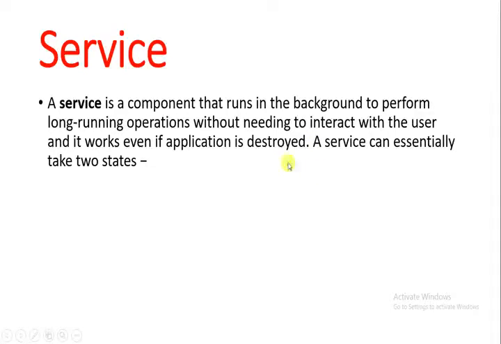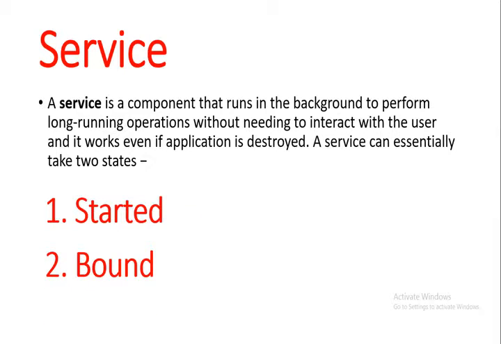Number 1 is started. A service is started when an application component, such as an activity, starts it by calling the startService method. Once started, a service can run in the background indefinitely, even if the component that started it is destroyed. And the second state is called bound. A service is bound when an application component binds to it by calling the bindService method.